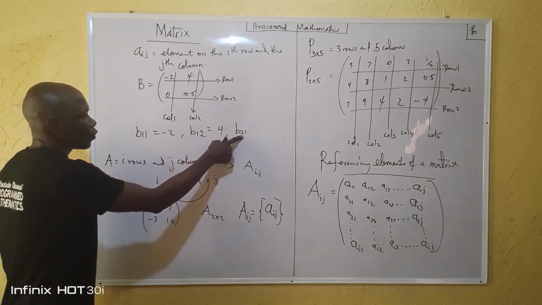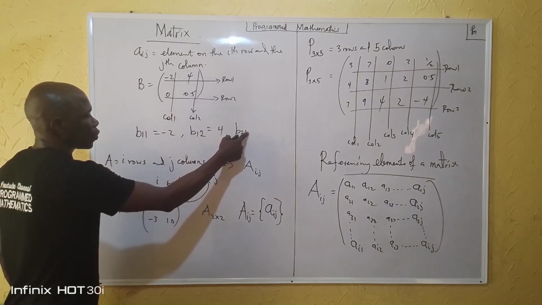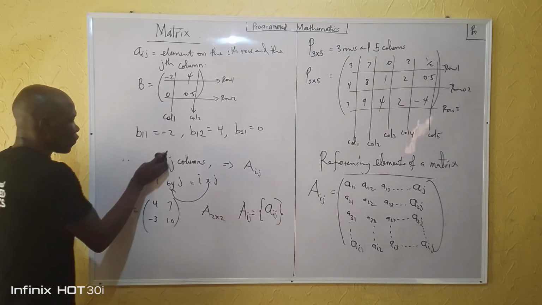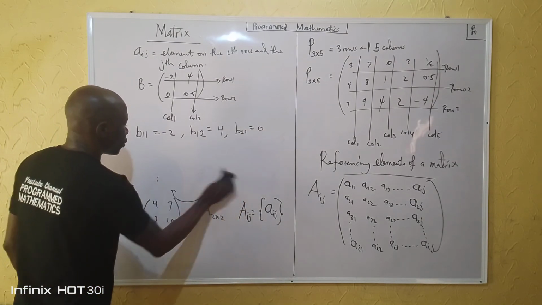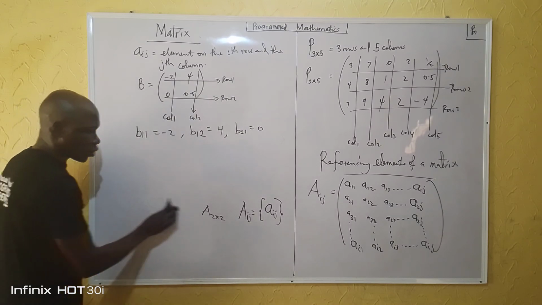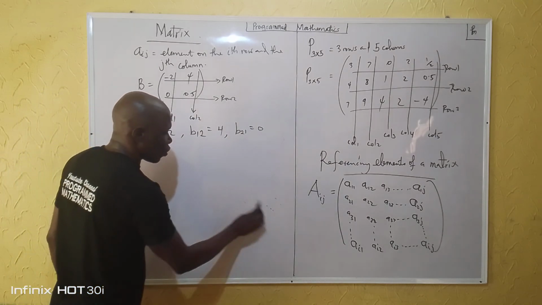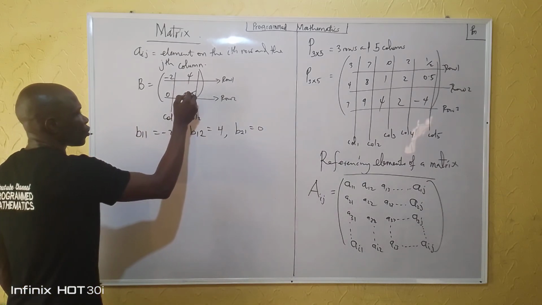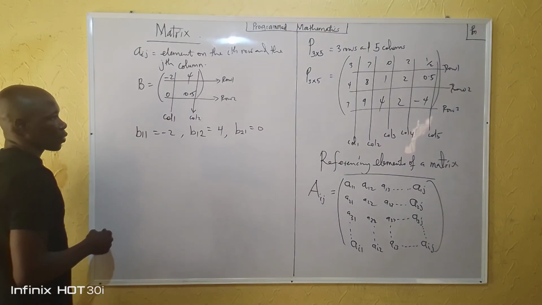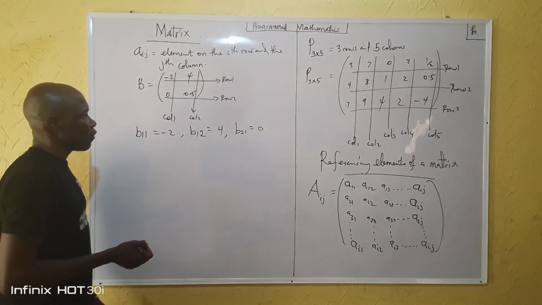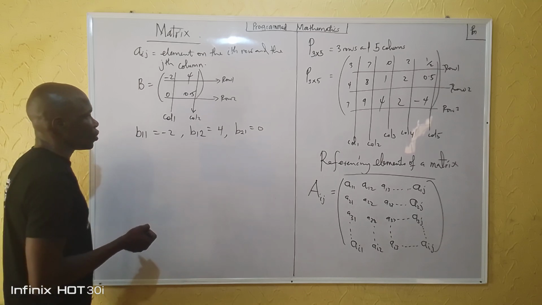Okay, second row, first column, 1. So B21 equals 0. Now, if we want to make reference to element 0.5, you can put that in the comment section yourself. Let me know what you think. How do we refer to element 0.5? You can pause the video and answer the question first. Once you are done with that, you can continue.